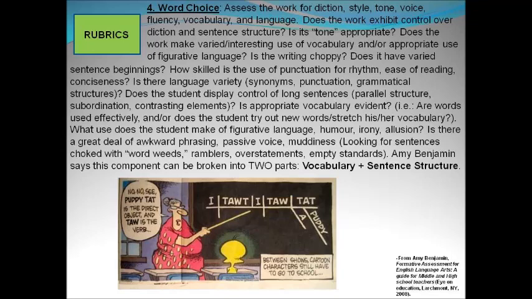Does it have varied sentence beginnings? How skilled is the use of punctuation? Does the student display control of long sentences? Is there parallel structure here? Is appropriate vocabulary evident, right? Are words used effectively? These are the things that we look for in word choice, and word choice can be broken further down into vocab and sentence structure. So it's your decision as to how you want to do this. But these are things that you want to consider separate from other considerations.